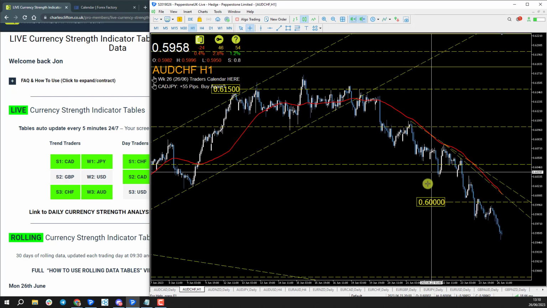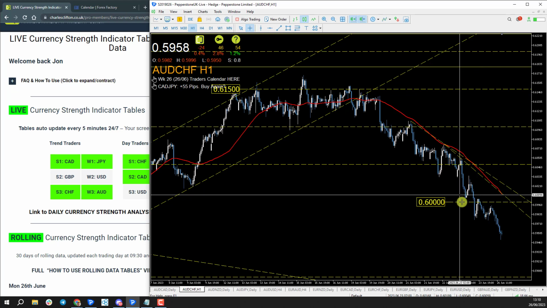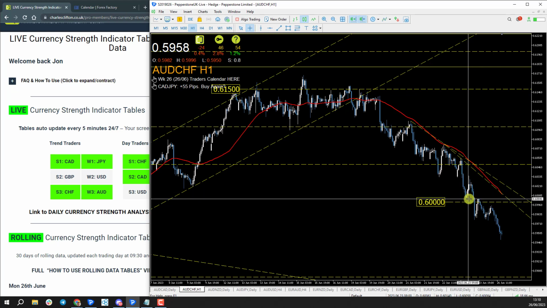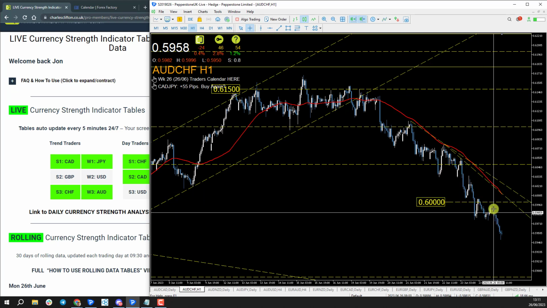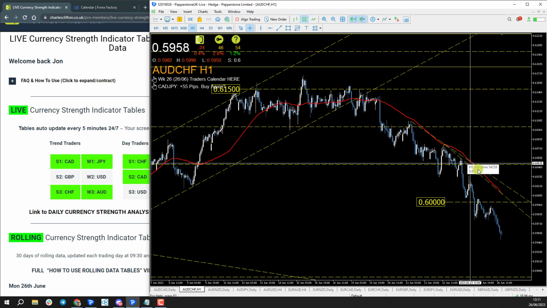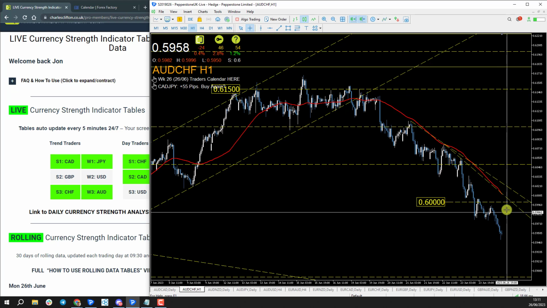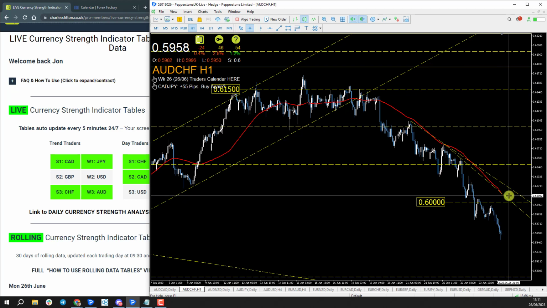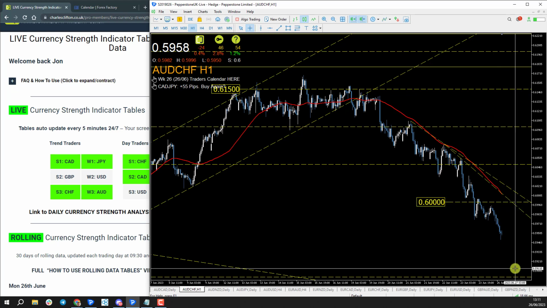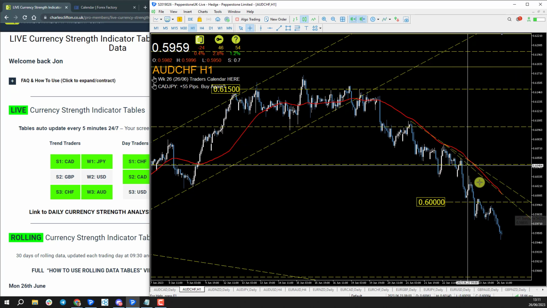We've got the 0.6 handle, where there's been an area of support and resistance most recently. We've also got the 50 moving average running through, resting just above that 0.6. So that could be a nice area for price to come into before seeing a continuation to the downside. You can see I've got multiple trend lines, resistances as well.